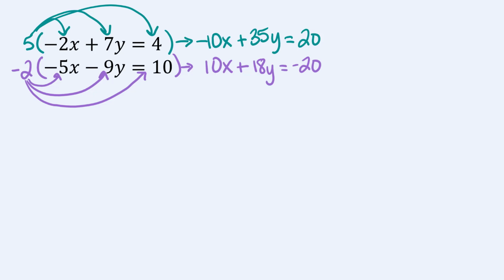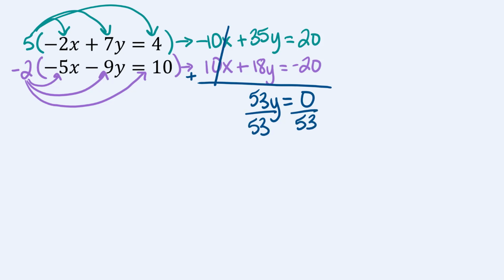I'm now going to take these two new equations and I'm going to add them together. So negative 10x and positive 10x is 0. Those eliminate. The whole point of elimination is to get rid of those. 35y plus 18y gives me 53y equals positive 20 minus 20 gives me 0. I divide both sides by 53. And we get that y equals 0.